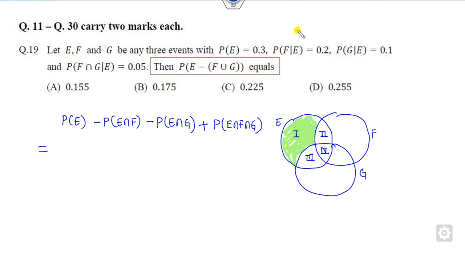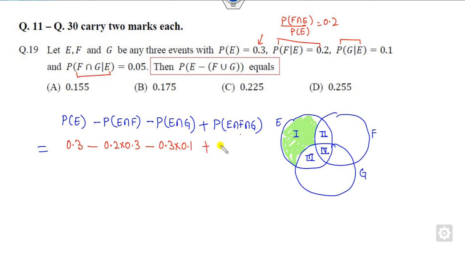Now, how do you find these values? Probability of E is given to you as 0.3. How do you find the others? You can start from here. This is F intersection E upon P(E), that is 0.2, and P(E) is 0.3, so it is 0.2 multiplied by 0.3. Similarly, E intersection F, from here you can find as 0.3 multiplied by 0.1. Similarly for this one, the intersection is 0.05 multiplied by P(E).